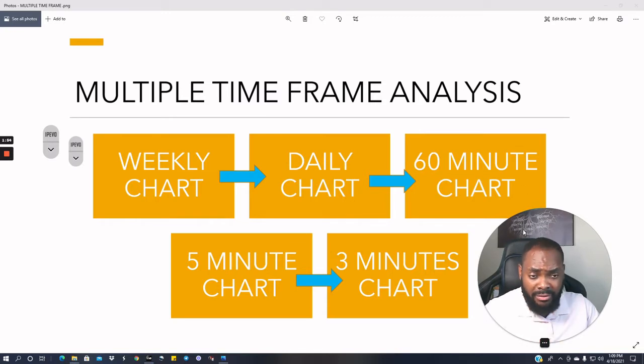But for the purpose of this video, where we're only analyzing the chart pertaining to swing trading, we're going to be looking at the weekly chart, the daily chart, the 60-minute chart, and then we're going to go to the 4-hour chart as well, just as an additional pro tip for you guys.